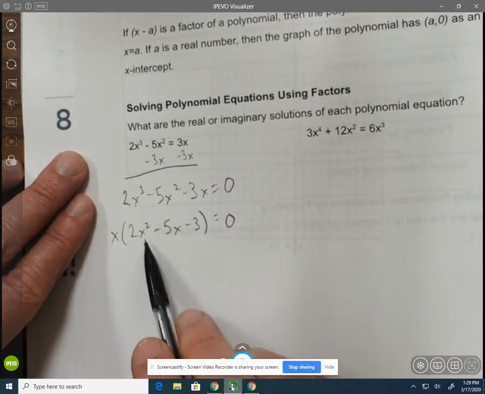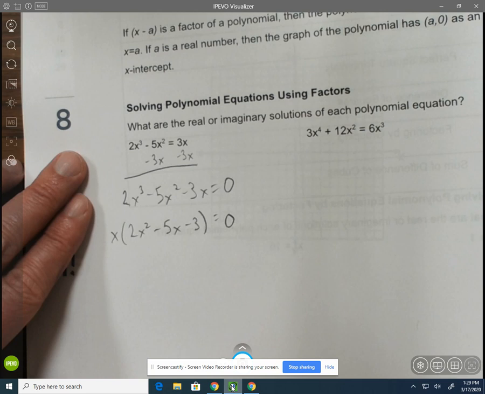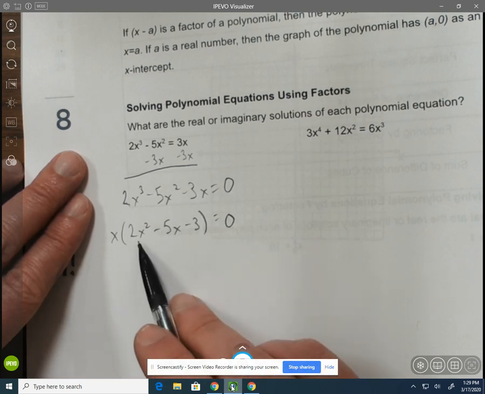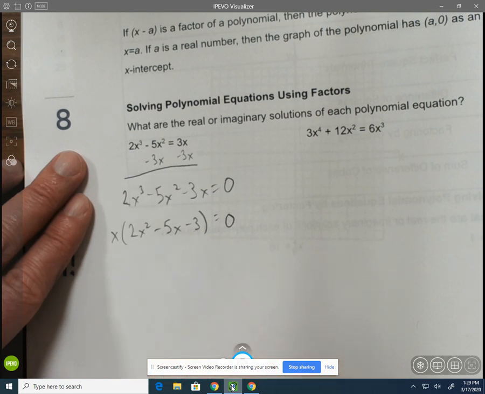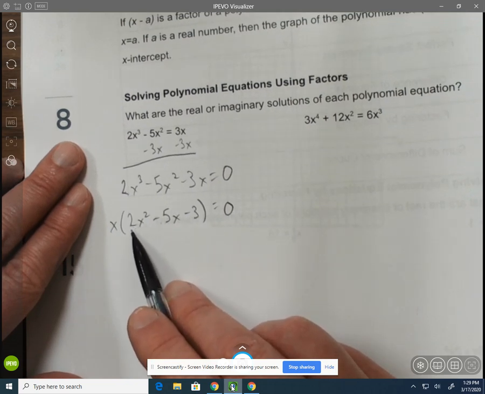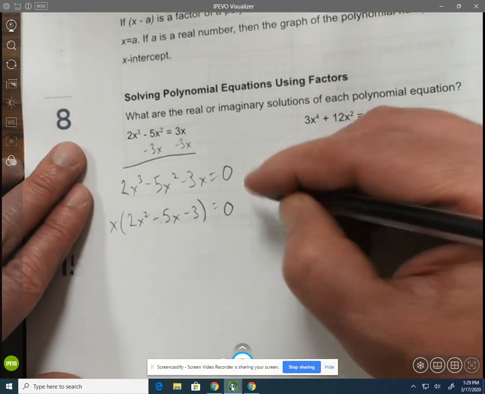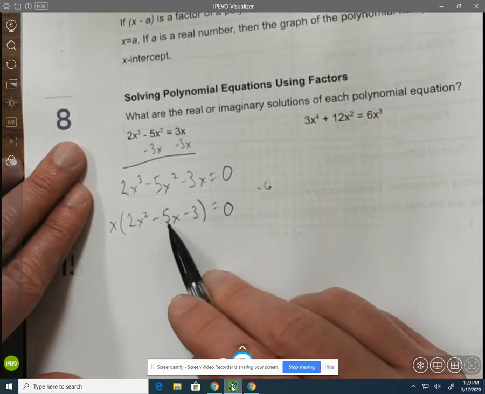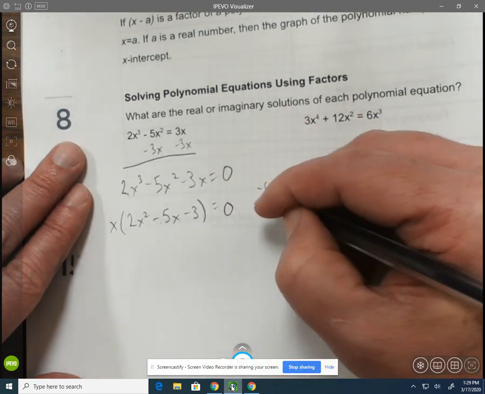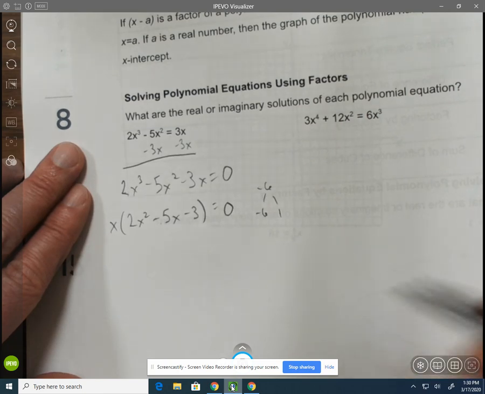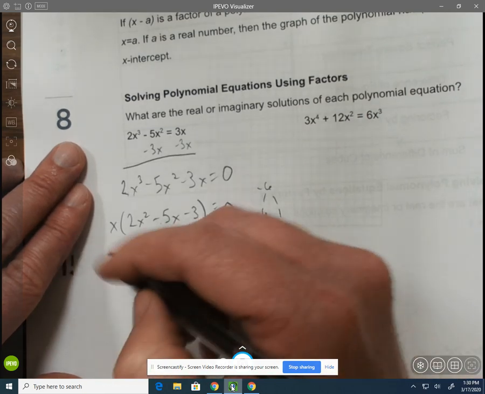And that makes me feel a little bit better, because now I know what I have in here is a quadratic. So I can solve this by using the quadratic formula. There's my a, there's my b, there's my c. But I'm going to see if I can factor it real quickly. With that 2 in front, as we talked about earlier, 2 times negative 3 is negative 6. Are there any factors of negative 6 that add up to negative 5? Yeah, there are: negative 6 and positive 1. So this thing can be factored.